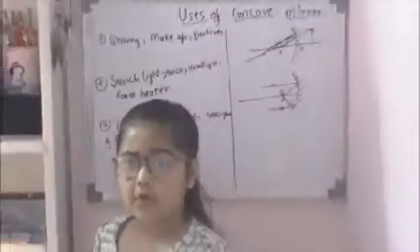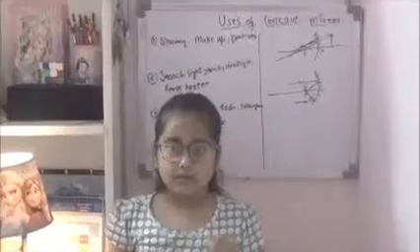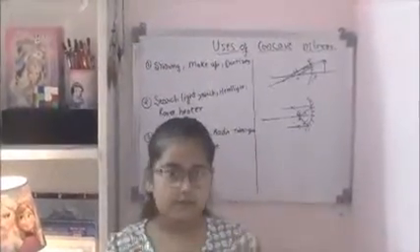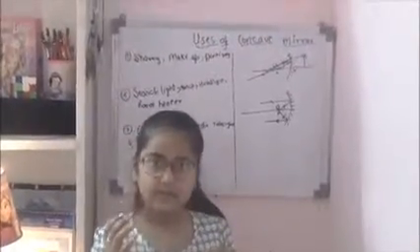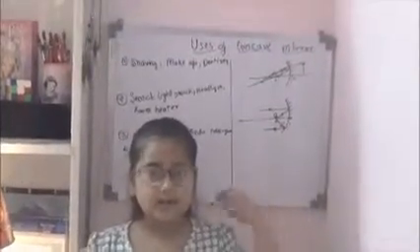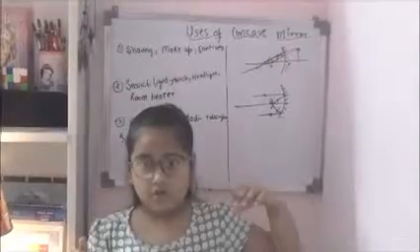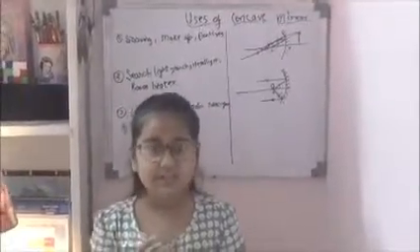Have you ever observed the dish antenna in your home or your neighbor's home? It has a concave reflector, if you have ever noticed. The dish acts as a concave reflector. It receives the signals from the satellite, and satellites are very far from us, so we are considering them at infinity. So a parallel beam of light is incident on the dish, which is the concave reflector.